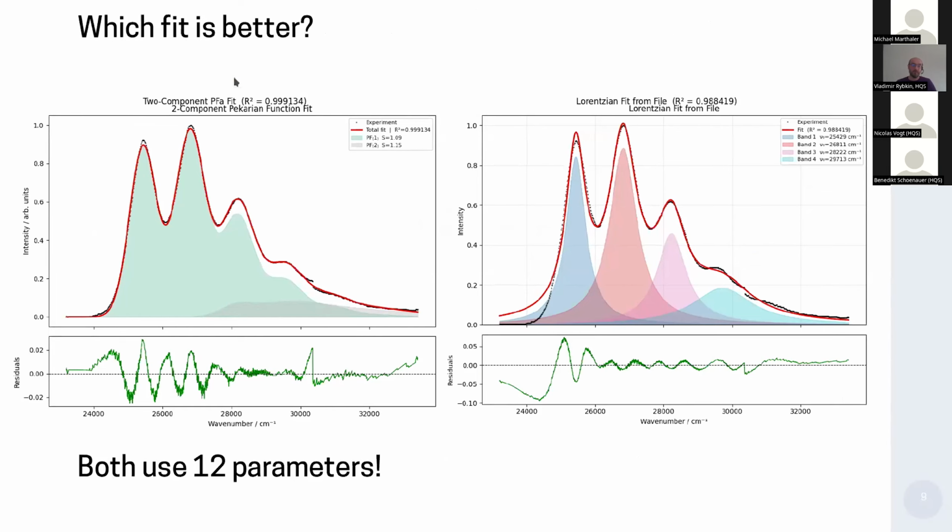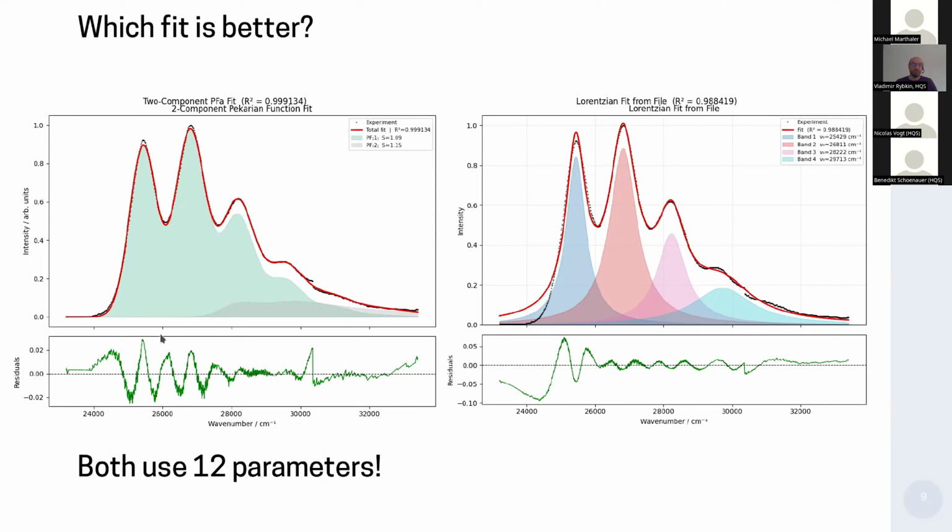To the left, Pekarian function. To the right, Lorentzian fit. I use only 2 Pekarian functions and 4 Lorentz peaks. 4 maxima need 4 Lorentz peaks, and Pekarian functions can be more complicated. So what is better? If you just look at correlation, then Pekarian is better. Yes, it's 0.999, and Lorentzian is 0.988, which is also good, actually negligible, but Pekarian is a bit better. And both use 12 parameters. Each Pekarian function has 6, each Lorentzian has 3, so both 12.